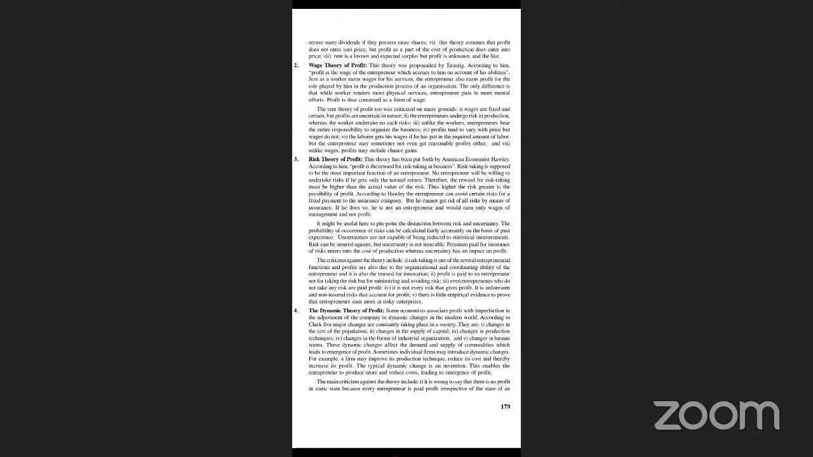Whereas if you look at the dynamic theory of profit by Clark, according to him, the dynamic theory is about five different changes which he calls significant. Number 1, change in size of population. Number 2, supply of capital. Number 3, production techniques involved in the production. Number 4, the forms of industrial organization. Number 5, human wants. All this put together, he says, the typical dynamic change is an invention.